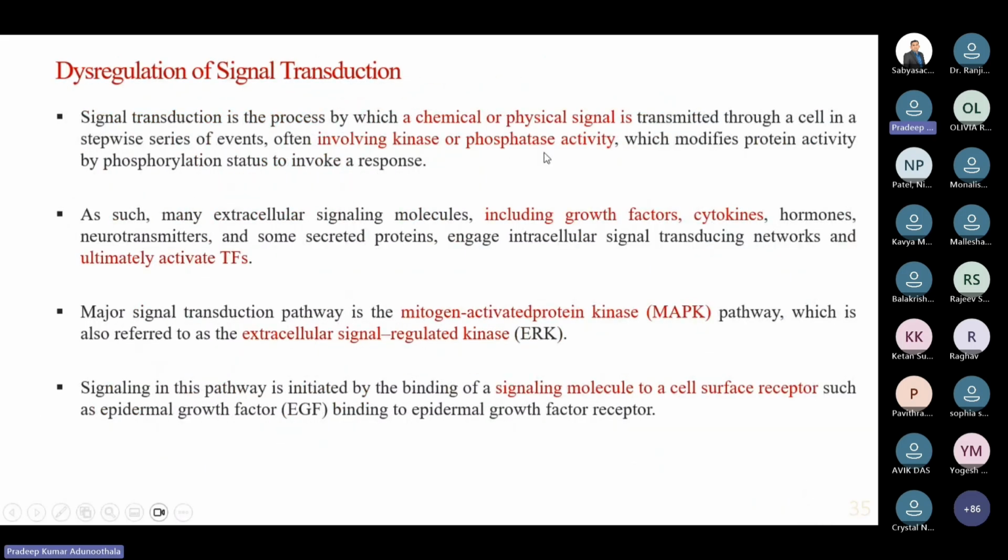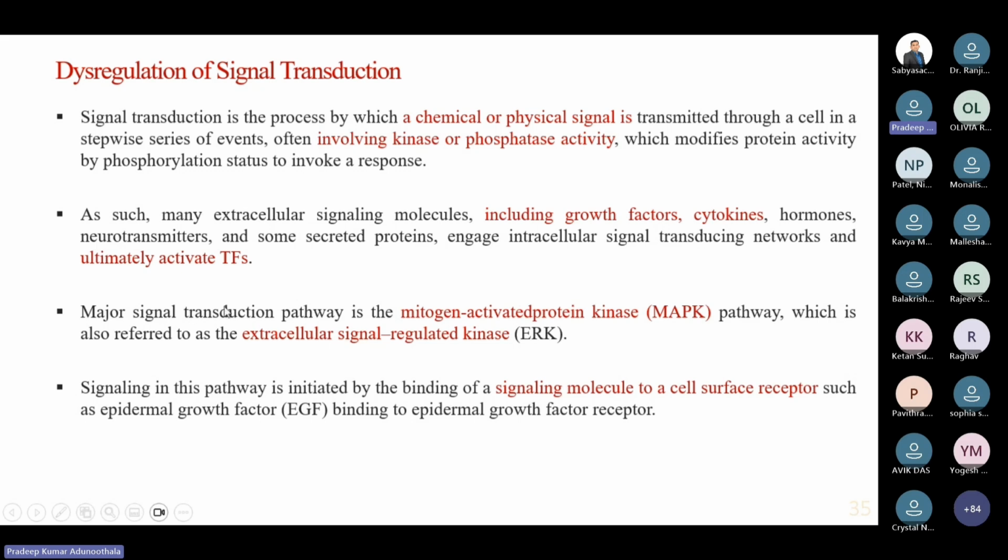Coming to the next topic, dysregulation of signal transduction. Signal transduction is a process by which a chemical or physical signal is transmitted through a cell in a stepwise series of events, involving kinase or phosphatase activity that modifies protein activity by phosphorylation status to invoke a response. Many extracellular signaling molecules, including growth factors, cytokines, hormones, neurotransmitters, and some secreted proteins, engage intracellular signal transducing networks and ultimately activate transcription factors.